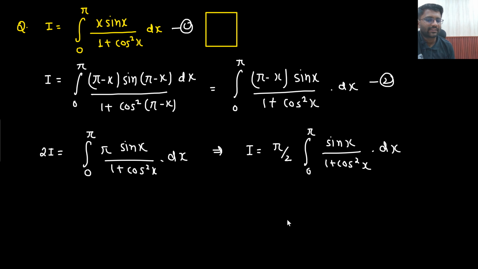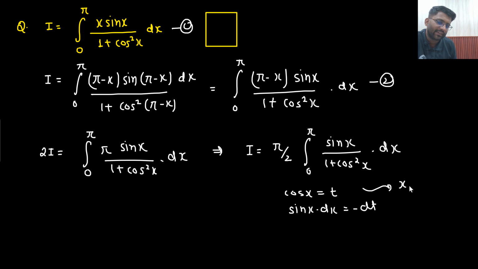Now you can assume cos x as t. So what will be sin x dx? That would be equal to minus dt. And what about the limits? If x is 0, then what will be cos 0? Cos 0 will be 1 only. And if x is pi, then it will be minus 1.